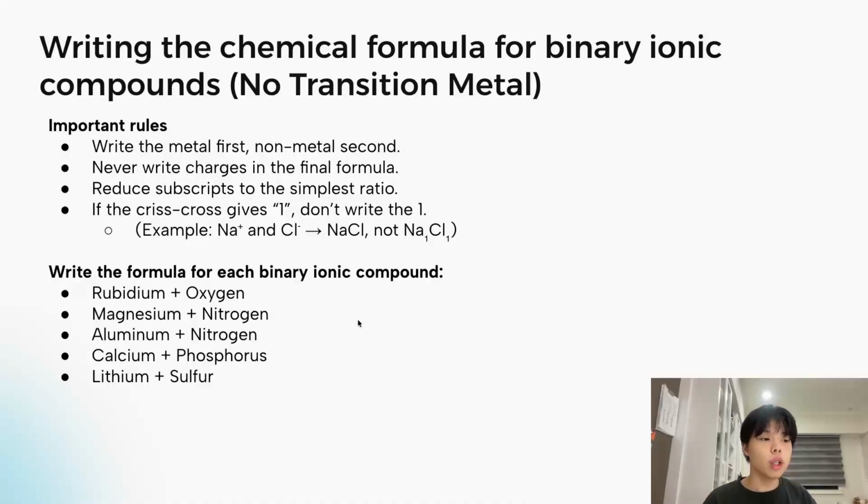And if the crisscross method gives 1, don't write 1. So like when Na plus and Cl minus, when we crisscross, it creates Na1Cl1. So we don't write the 1. For practice, please write the formula for each binary ionic compound. So you might want to pause the video here to write down these compounds.